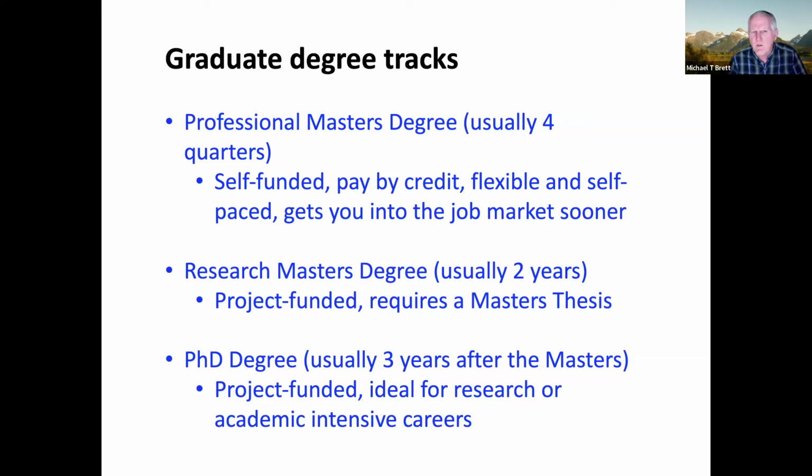An alternative track that some students do is a research master's degree. That usually takes about 2 years. This track is then funded by a project. It also requires that you write a master's thesis. So it takes a little bit more time. It gives you a research experience, which can be very interesting and a great opportunity for many students. And then we also have a PhD track, and that usually takes about 3 years post-masters. And so most PhD students also do the masters.